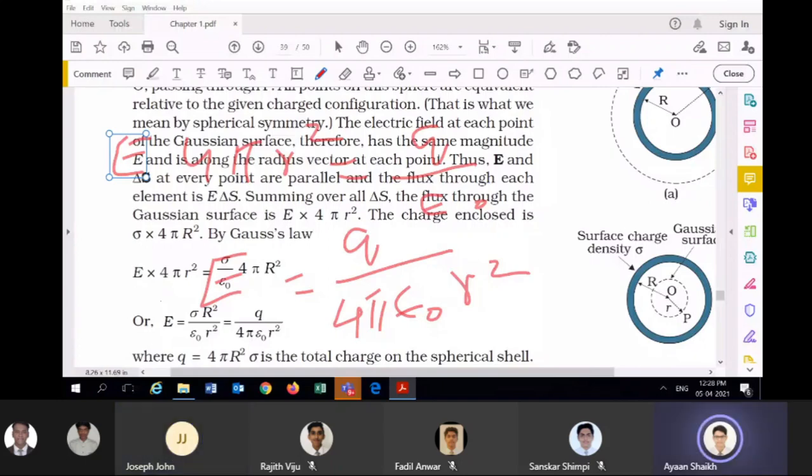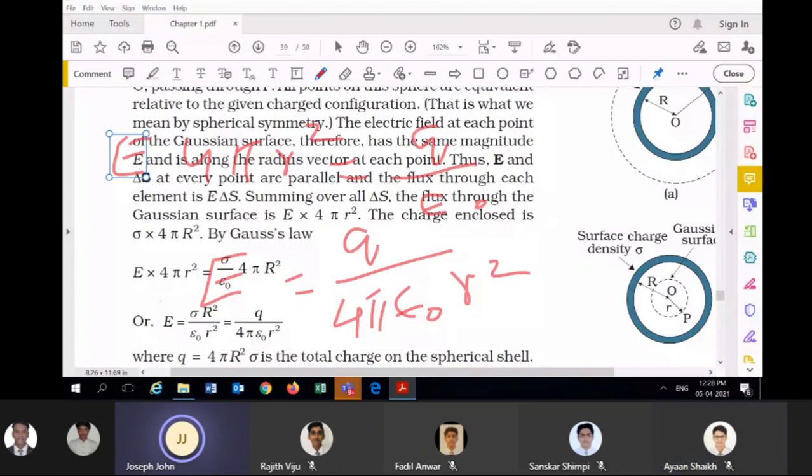Could you repeat the statement? Sure. From 1 and 2, did you write equation 1 and 2? Yes, sir. Equate the right hand side now. E into 4 pi r squared is equal to Q by epsilon naught. Therefore, E is equal to, cross multiplying, getting it. Are you okay? Last step, I take only one minute maximum.